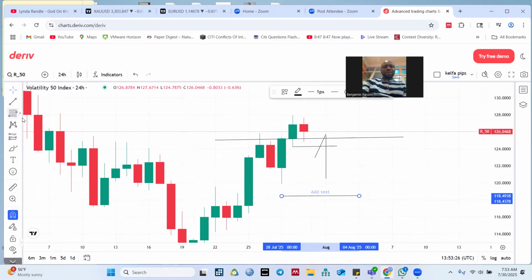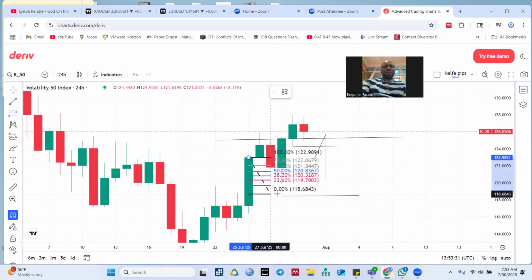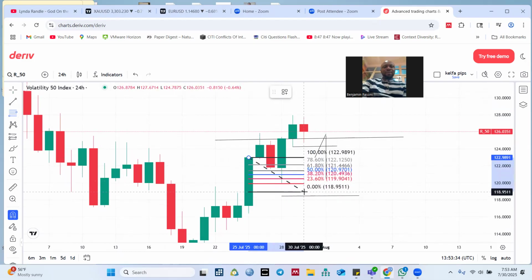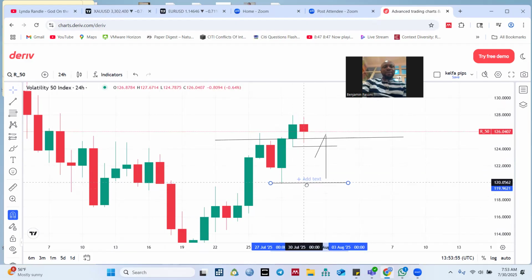I can use the Fibonacci to measure. From this area into this area, price tapped into more than 50%, like 61%, something like that. So price tapped into that area and rejected. You see, quickly it pushed up and closed above. So it's likely that price will be drawn to this low here, this liquidity. That is if we see this change of character at the top here.